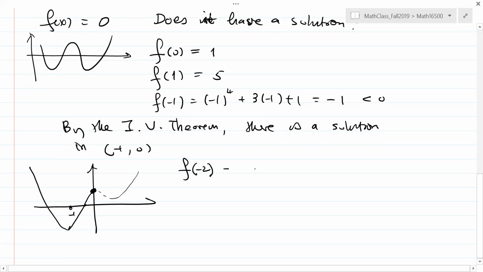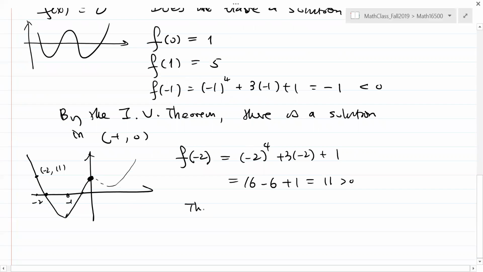f of negative 2 is negative 2 to the fourth power plus 3 times negative 2 plus 1. So negative 2 to the fourth power is 16. 16 minus 6 plus 1 is going to be 11. It's positive. So f of negative 2 is 11, positive. So somewhere here, okay, there is a solution in the interval from negative 2 to negative 1 also.